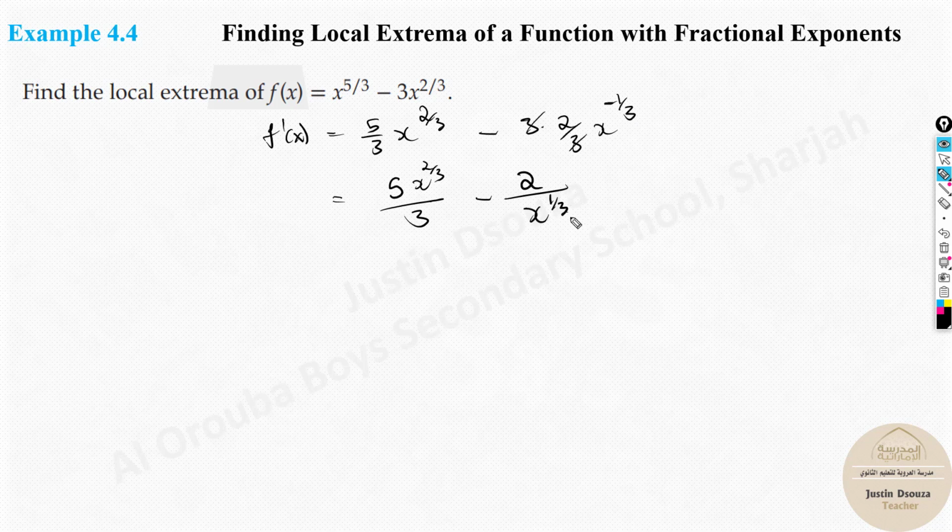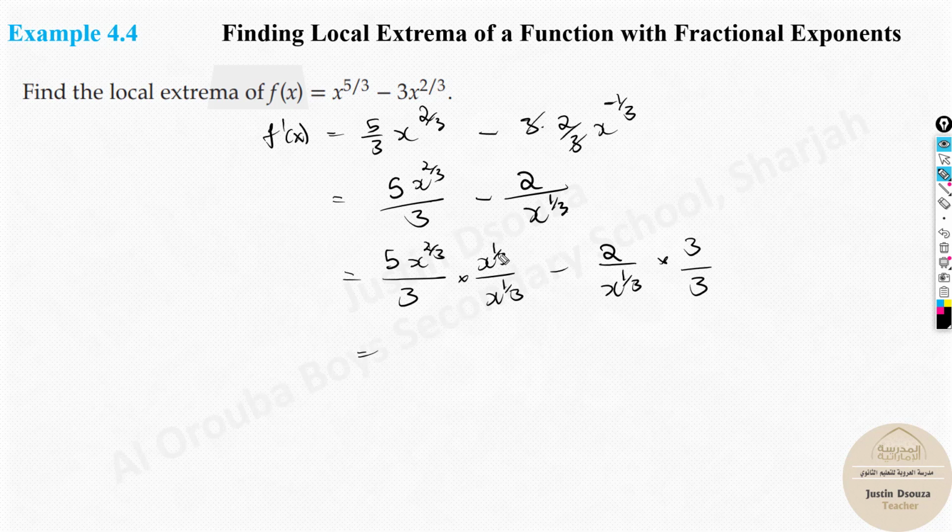Now here we have this denominator. We need a single term, so what do we do? Whatever is the denominator, multiply up and down on the opposite sides. So 5x^(2/3) divided by 3 is multiplied with the denominator x^(1/3) over x^(1/3), minus 2 over x^(1/3). If there was nothing, it would be 1 and 1, but here we have a number 3, so multiply up and down. Now simplify.